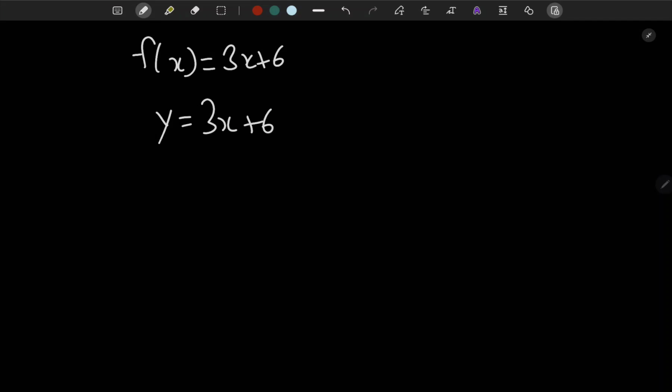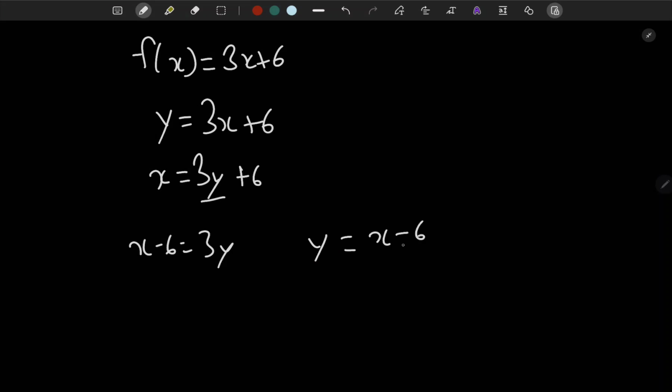Now what we do next is we replace y with x and x with y. So this will become x is equal to 3y plus 6, and now the final step is to solve for y. So let's bring 6 to the other side. It will become x minus 6 is equal to 3y, and now we can divide both sides by 3 and also bring 3 to this side. It will be easier to understand. So y is equal to (x minus 6) over 3, and this is the final answer.